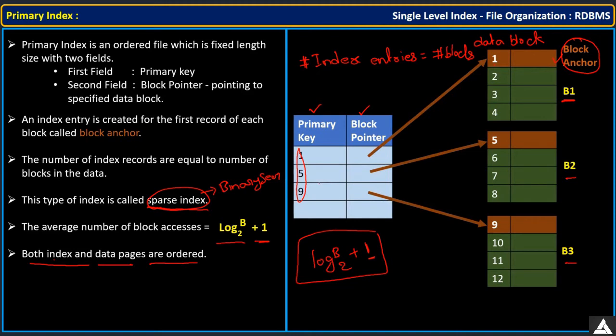Because elements are ordered on the primary key, it is going to take log b base 2 time. So overall it is going to take this much time for access. This is called primary index. For better understanding, in the next lecture let us see one simple problem covering the whole discussion.